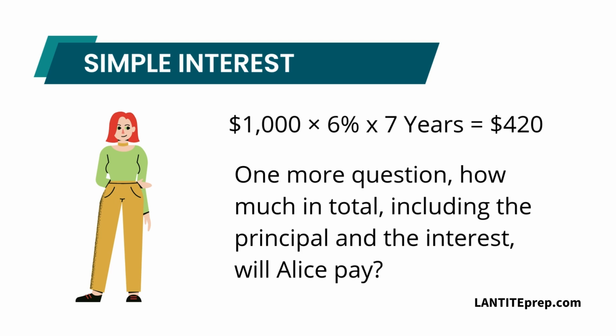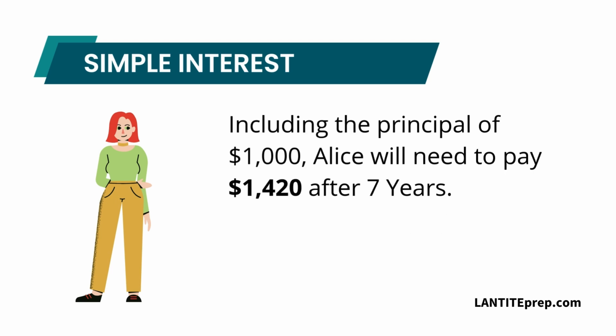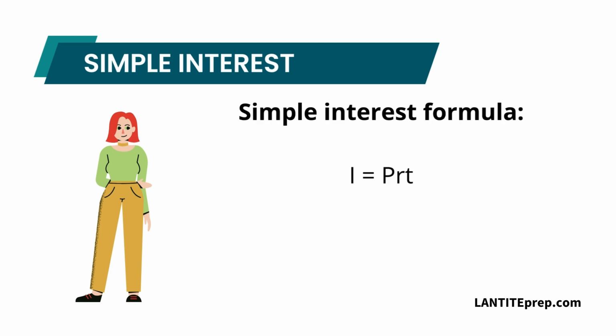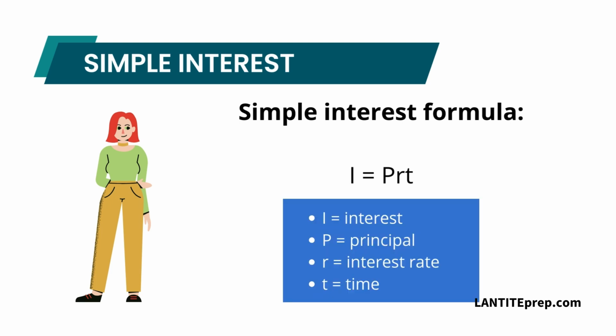One more question. How much in total, including the principal and the interest, will Alice pay? Again, take a moment to solve this and push play again once you're ready. Excellent. Here's what I get. Including the principal of $1,000, Alice will need to pay $1,420 after 7 years. Putting this all together, can you create the formula to find simple interest? Here it is. I equals P times R times T, where I equals interest, P equals the principal, meaning the amount borrowed, R equals the rate of the interest, and T equals the time factor.